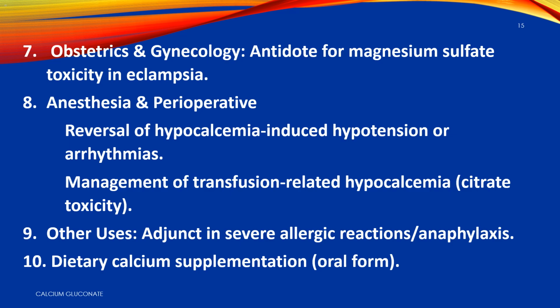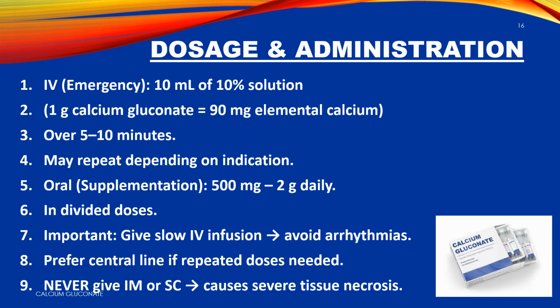8. Anesthesia and perioperative. It reverses hypotension or arrhythmias caused by hypocalcemia and manages transfusion-related hypocalcemia due to citrate toxicity. 9. Adjunct in severe allergic reactions, anaphylaxis. Calcium gluconate may be used as an adjunct treatment to support cardiovascular stability in severe allergic reactions. 10. Dietary calcium supplementation. The oral form of calcium gluconate is used to supplement dietary calcium intake, supporting bone health and overall physiological function.